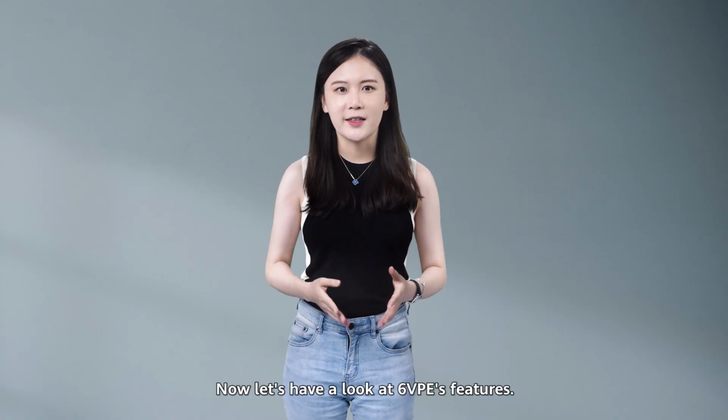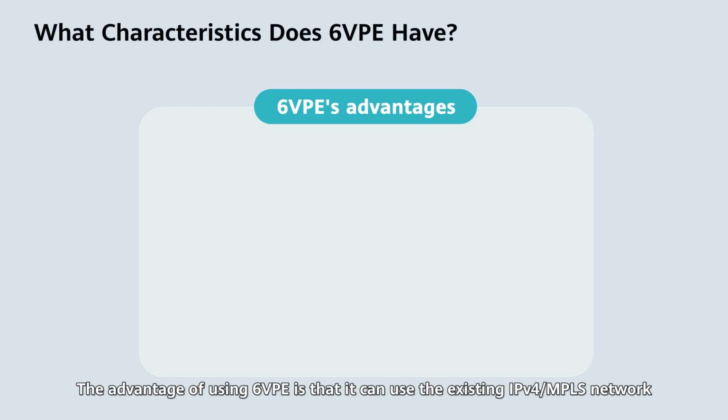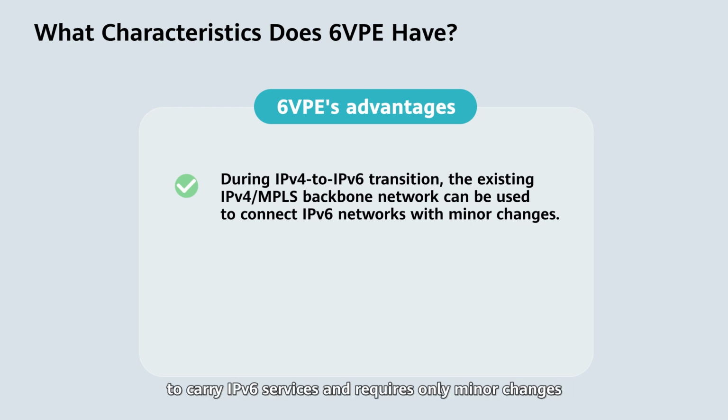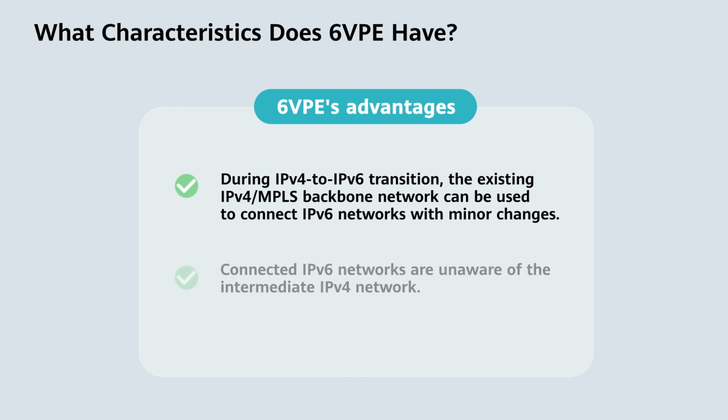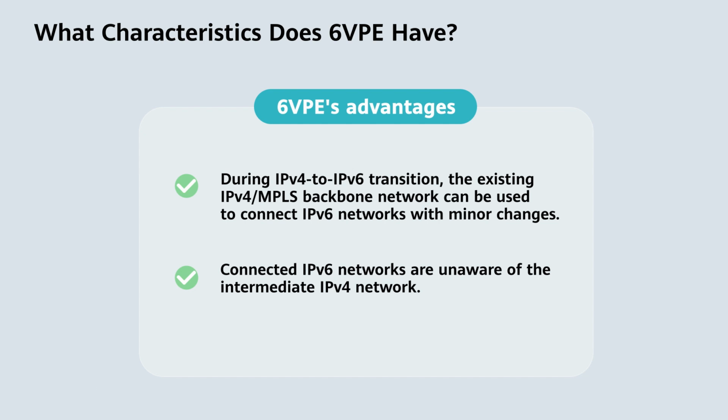Now let's have a look at 6VPE's features. The advantage of using 6VPE is that it can use the existing IPv4 or MPLS network to carry IPv6 services and requires only minor changes to the IPv4 MPLS network to connect IPv6 networks. Connected IPv6 networks are unaware of the intermediate IPv4 network.